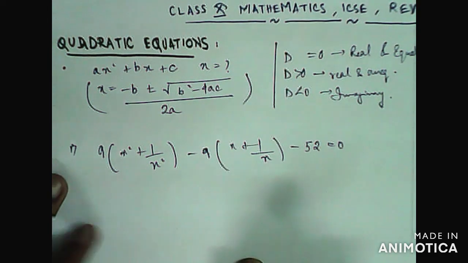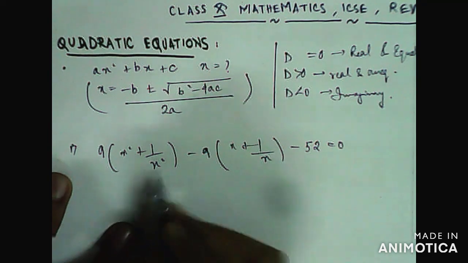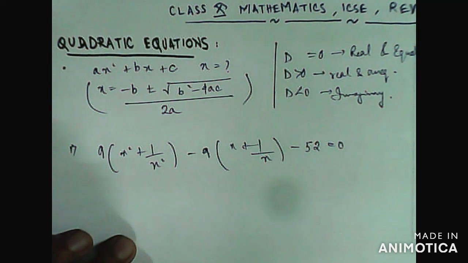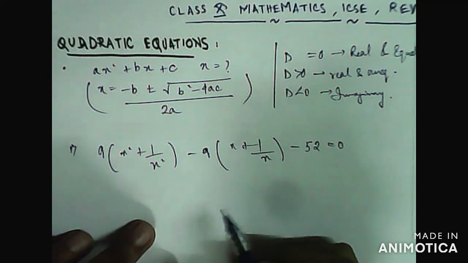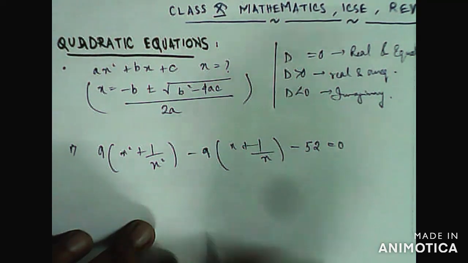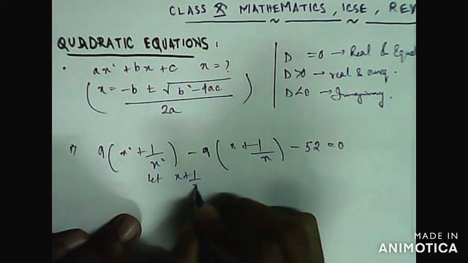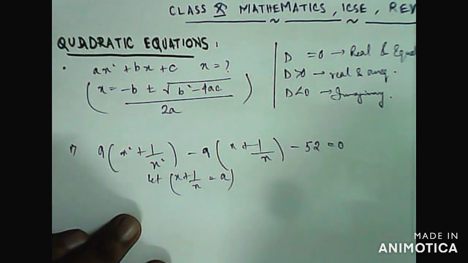For example, as in this question, how will you proceed? I'm seeing that here is x square, that means it is a quadratic equation. On first sight, you should be sure that you have to solve this by quadratic equation, whatever formula, whatever way you know. Now how to proceed? Don't directly open this and expand this. What you have to do is, you will assume that let x plus 1 by x is equal to a.